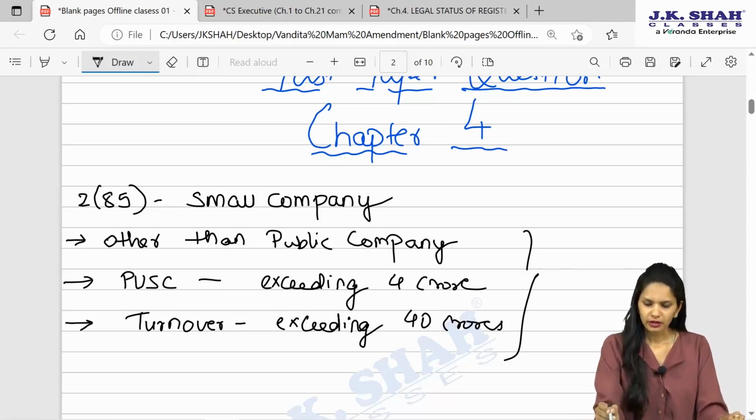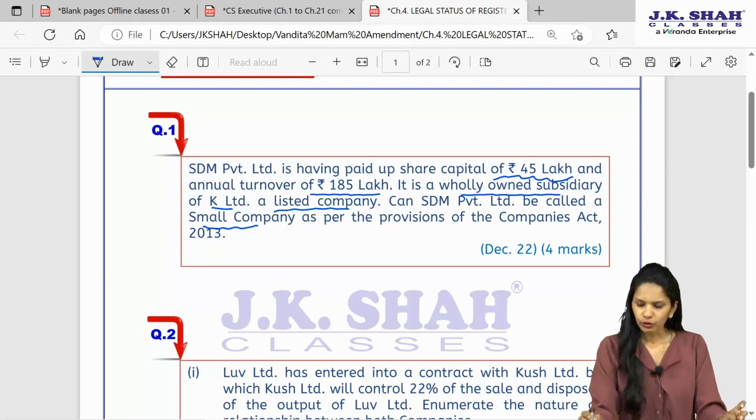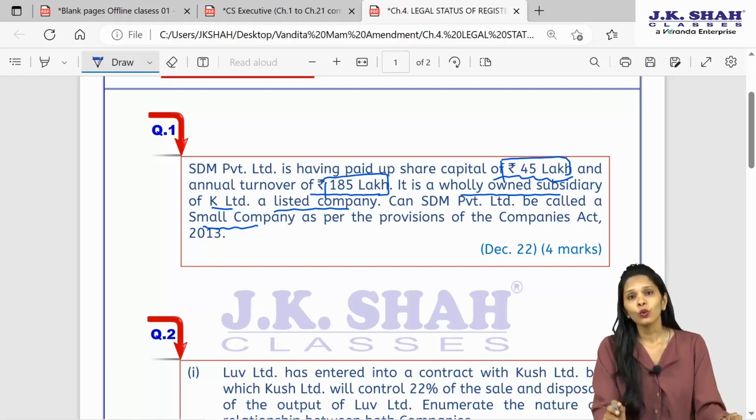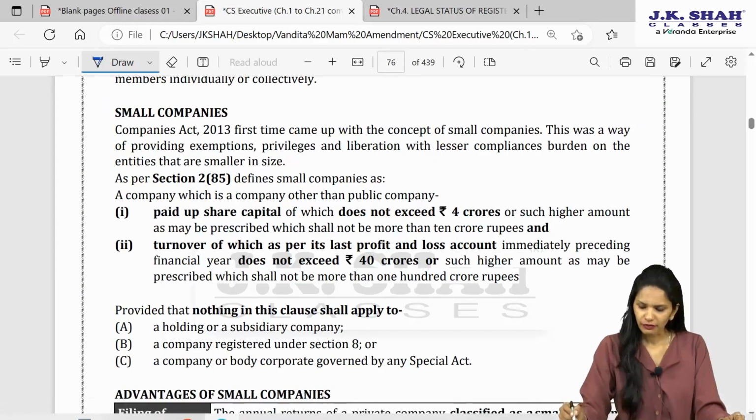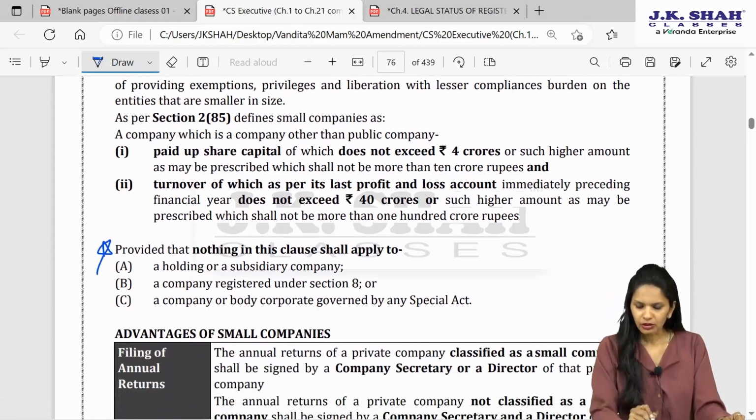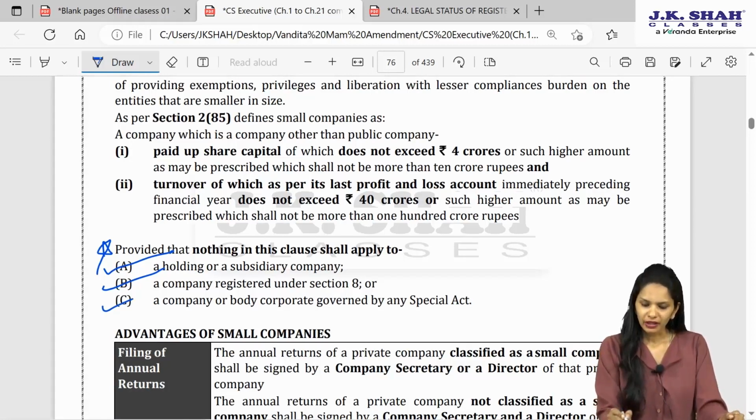Everyone knows this, right? Okay. Now in the question they have told that paid up share capital is 45 lakhs, so it is within the criteria, and turnover is also within the criteria, that is 1.85 crores. But the main problem is the company is a wholly owned subsidiary. When a company is a wholly owned subsidiary, if you remember, students, there was one more provision that nothing in this clause shall apply to a holding or subsidiary company, a registered Section 8 company and a statutory company. So SDM Private Limited, being a wholly owned subsidiary, cannot be a small company. I hope everyone understood this.